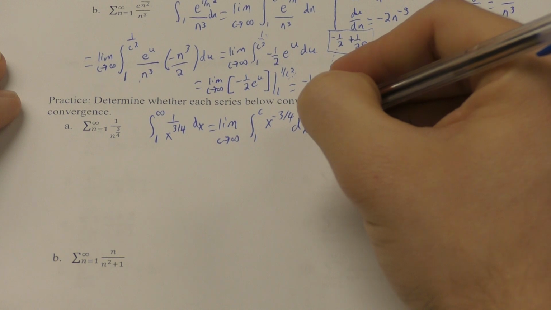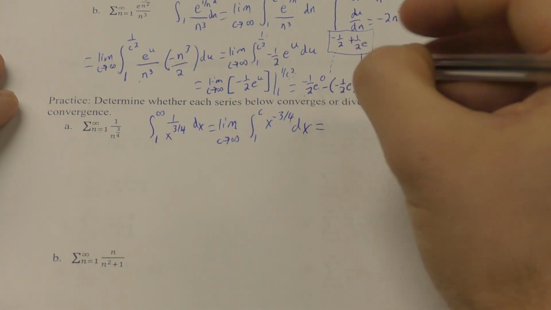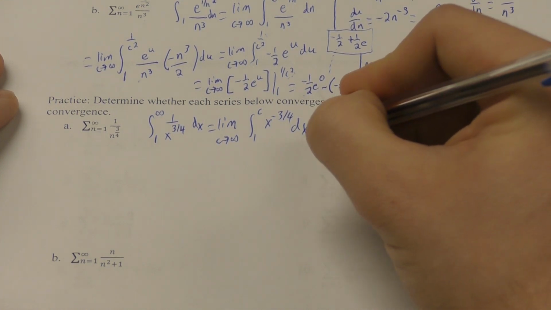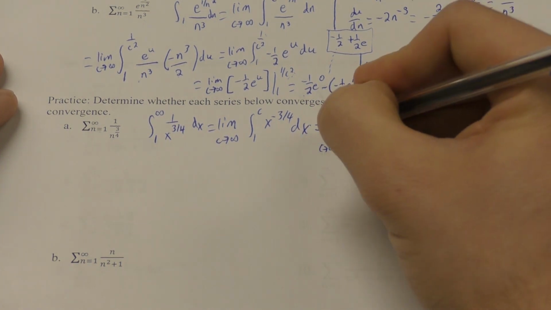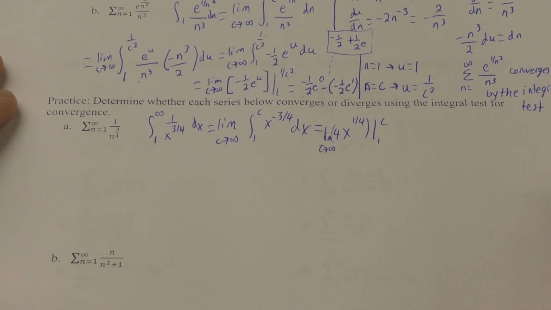Alright, this gives us then equals. When I do my antiderivative, I add 1 to the exponent, so that'd be x to the 1/4. I divide by the new exponent, I get 4. This does still have my limit as c approaches infinity in front of there, evaluated from 1 to c.